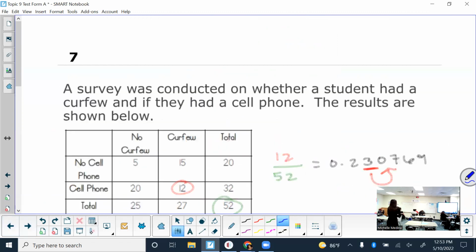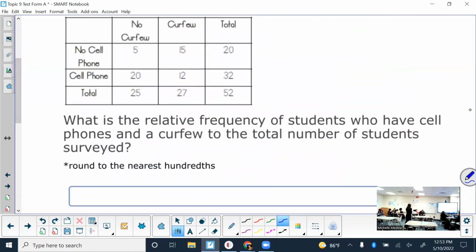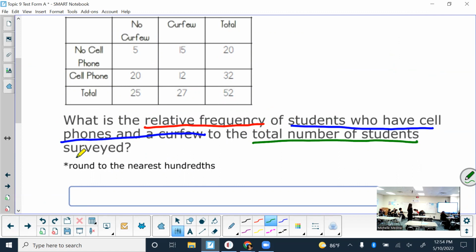All right, so a survey was conducted on whether a student had a curfew and if they had a cell phone. The results are shown below. What is the relative frequency? So that word right there tells you your answer should be a decimal or a percent. What's the relative frequency of students who have cell phones and a curfew to the total number of students surveyed?